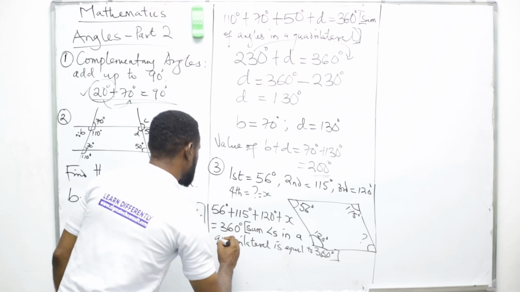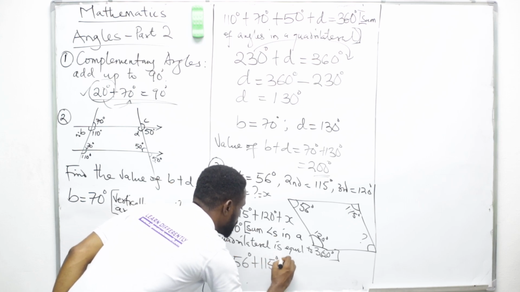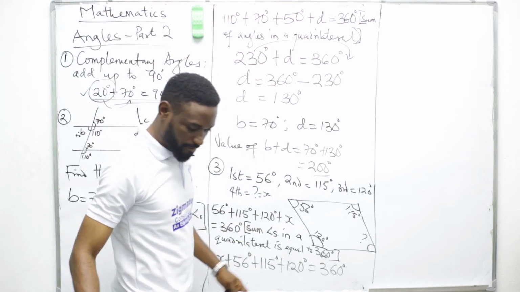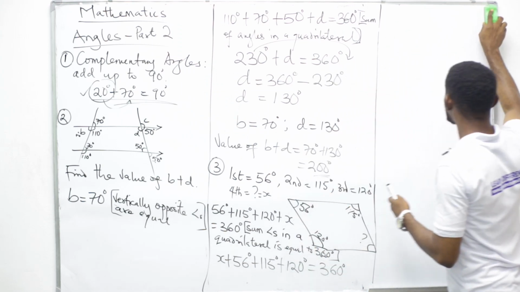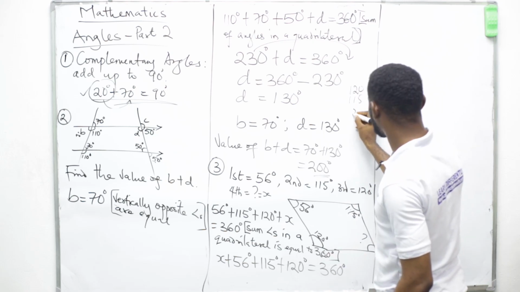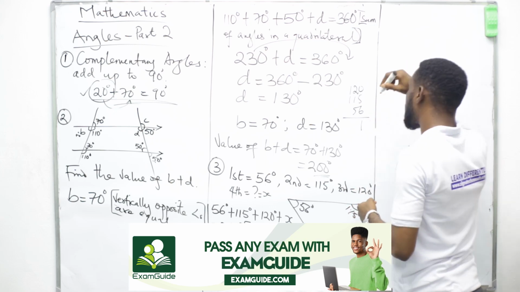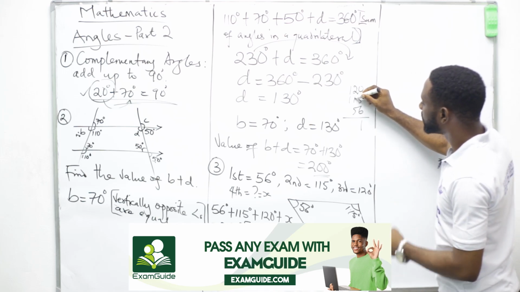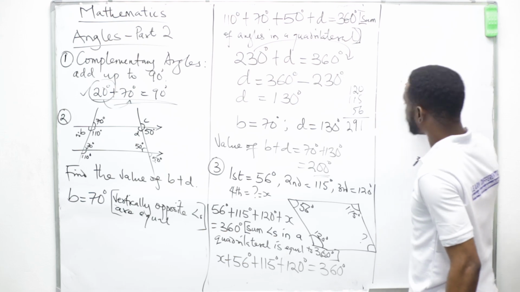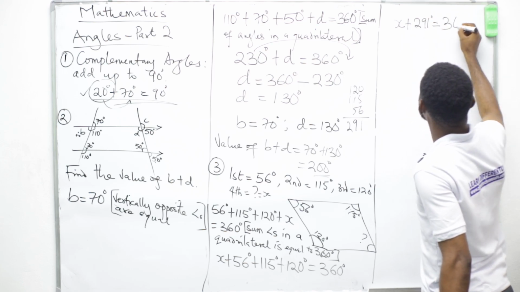Do you get that? This means X plus 56 plus 115 degrees plus 120 degrees is equal to 360 degrees. Let's get it solved. If we add all this, 120 plus 115 plus 56: 0 plus 5 is 5, 5 plus 6 is 11, put 1 here and carry 1 to 2 becomes 3, 3 plus 1 becomes 4, 4 plus 5 becomes 9. Then here is 2. So this is 291. So X plus 291 degrees is equal to 360 degrees.